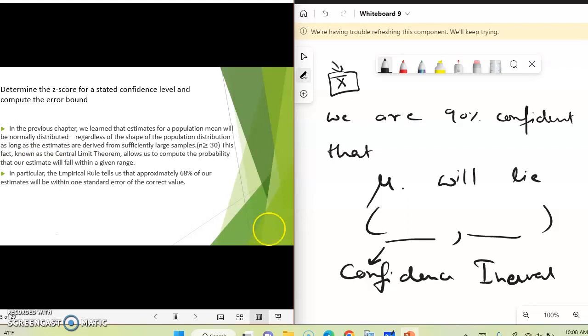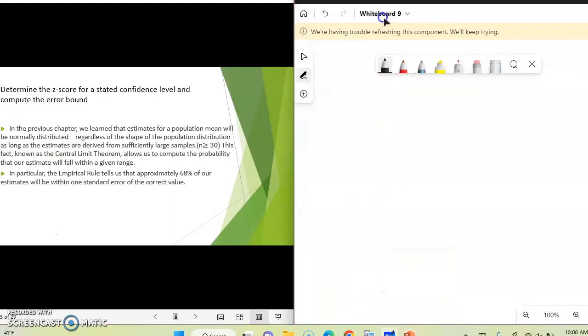So what we're going to build up to now is the confidence interval. In the previous chapter, we learned about the central limit theorem. We learned that the estimate of the population mean will be normally distributed regardless of the shape of the population, as long as the estimates are derived from sufficiently large samples. So if you're taking large samples, then the sampling distribution of sample means is supposed to be normal. That was the central limit theorem. We can use that, right? Because then it's better to use the normal distribution.